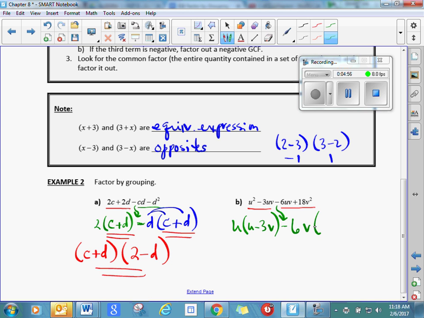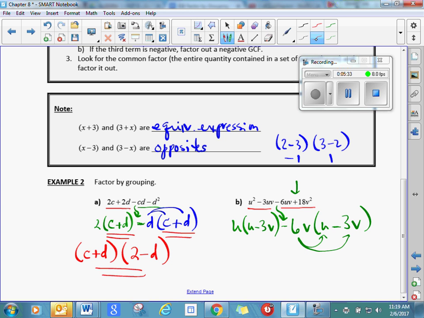What's left on the inside in that first term is just the U, and what's left in the second term is a negative 3V. Prove it to yourself. Minus 6V times positive U is minus 6UV, and a minus 6V times a minus 3V turns that positive, which is what we need. 6 times 3 is 18, and V times V is V squared. So there's no way you can miss these if you take time to do your distribution back in your head.